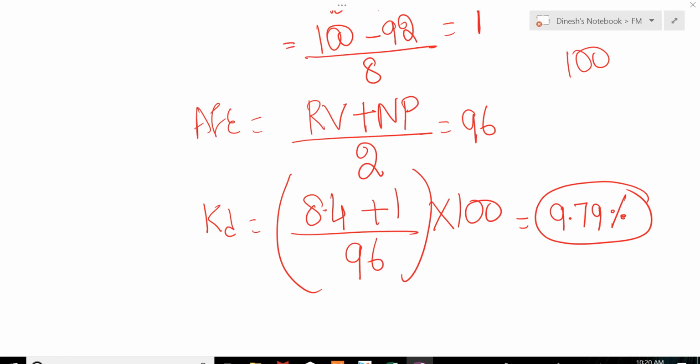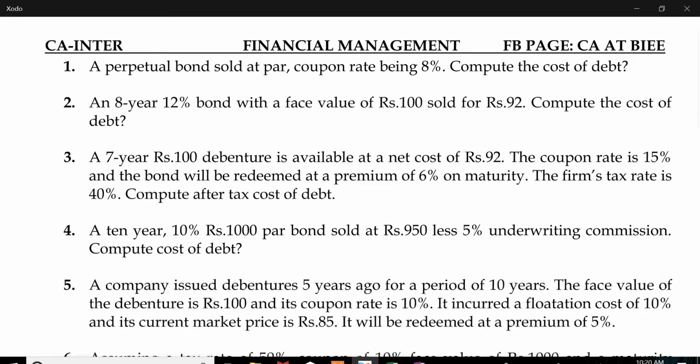Any doubts on this? Can I proceed? Anybody has any doubts on this? Let's go to question number 3.